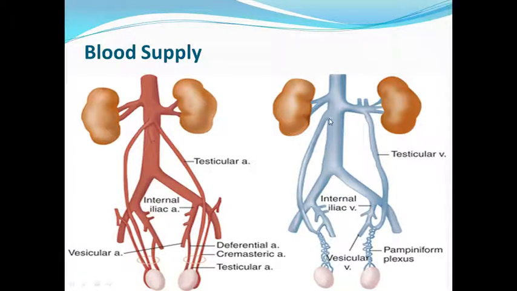So the right testicular vein, as you can see in this figure, drains directly into the inferior vena cava, whereas the left testicular vein will drain into the left renal vein. Yes, this is the left renal vein. So the left testicular vein will drain blood into the left renal vein, and the right testicular vein will drain directly into the inferior vena cava.